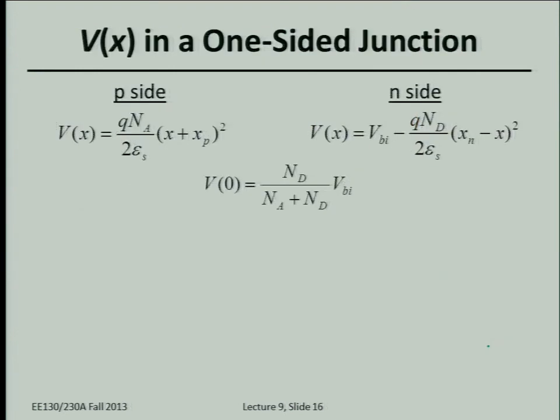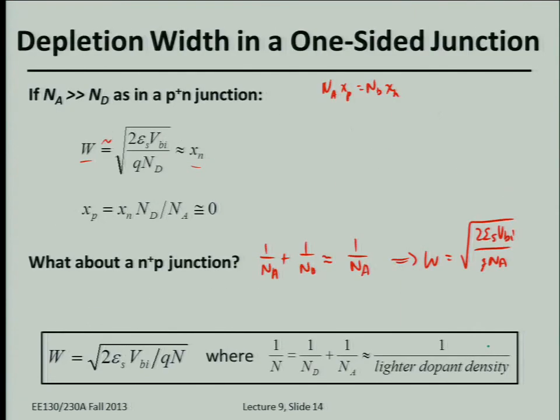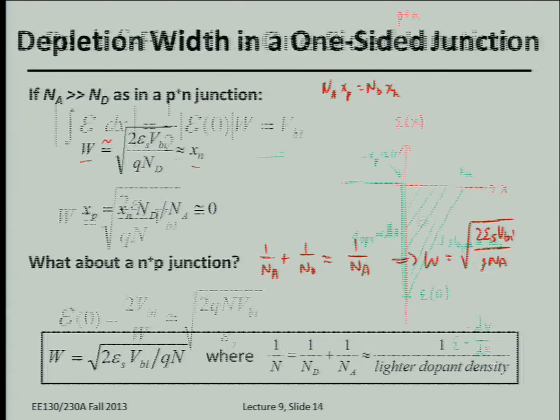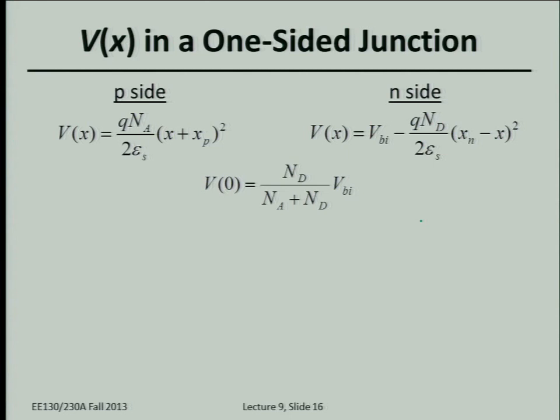Okay, so let's just go back. Remember we talked about this. I don't know why this keeps disappearing, but concave up on the P side, concave down on the N side. So for a P plus N junction, as I already sketched and it was erased, let's see what that looks like. Again, let's just draw it one more time.